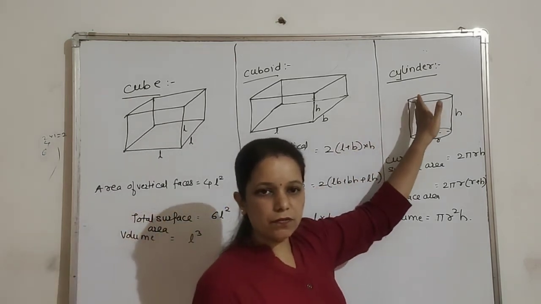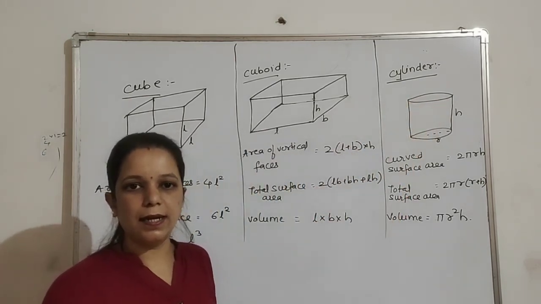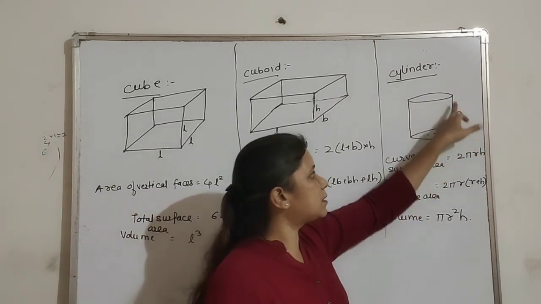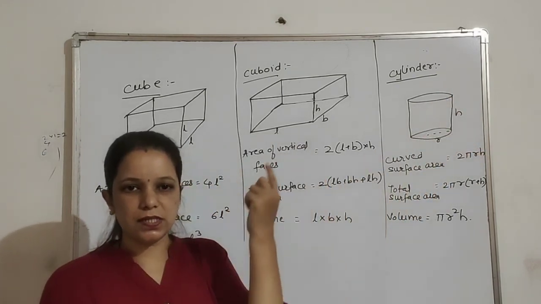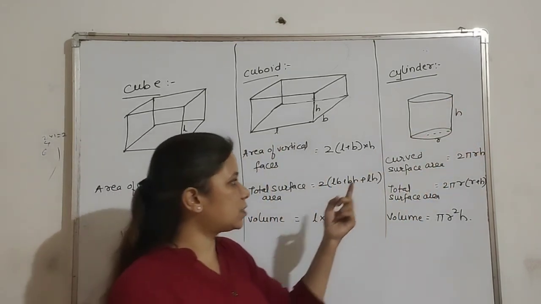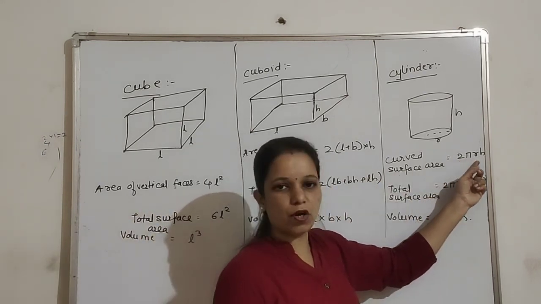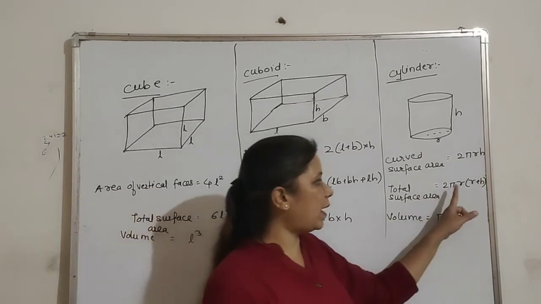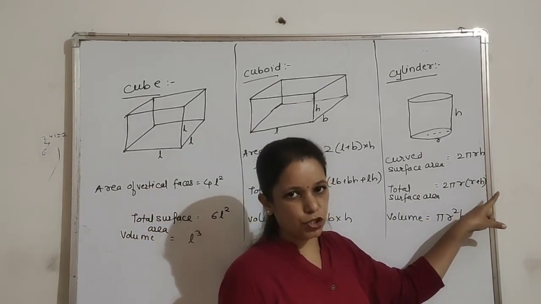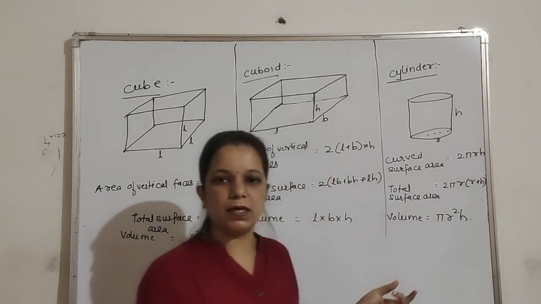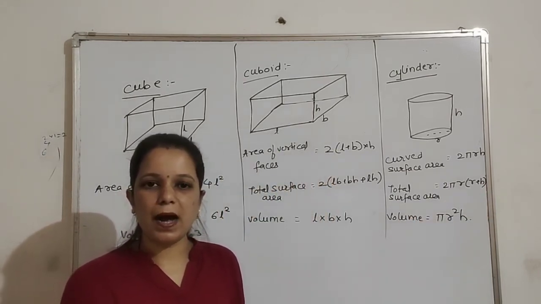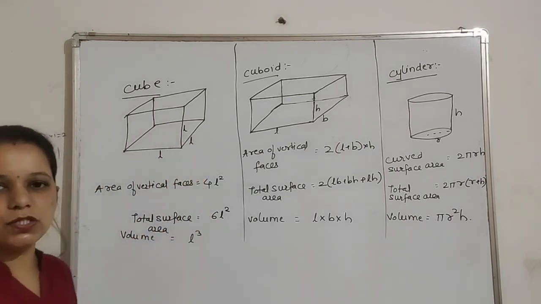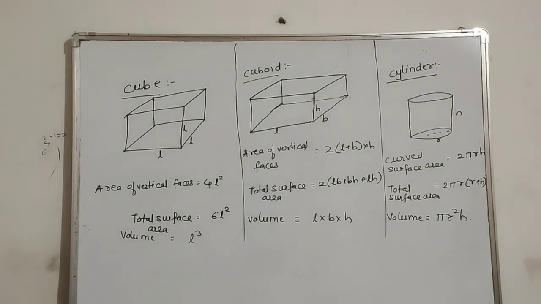The third figure which we had seen is cylinder. For cylinder we have radius as well as height. Curved surface area is the upper circular surface area. So curved surface area of cylinder is given by the formula 2 pi rh. Total surface area is given by the formula 2 pi r (r plus h). And volume of the cylinder is given by the formula pi r square h. Very simple formulas. Please note it down.